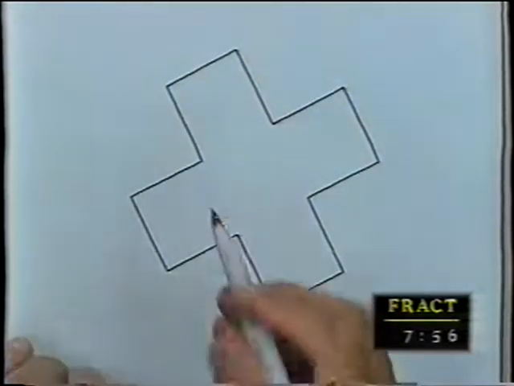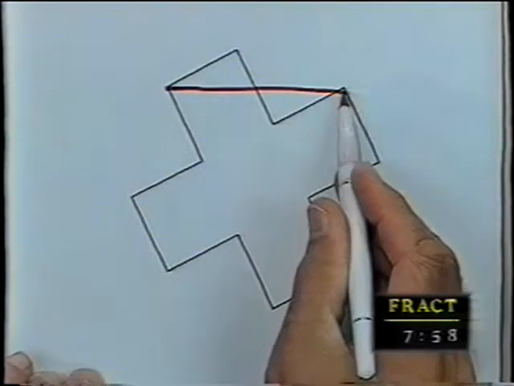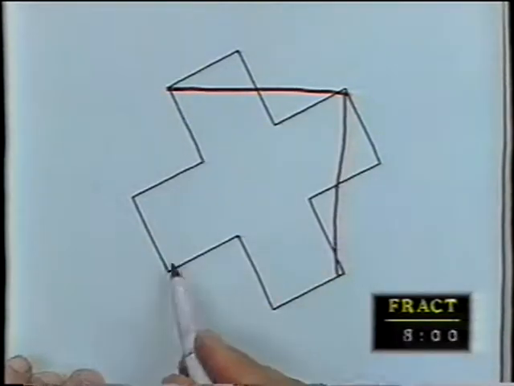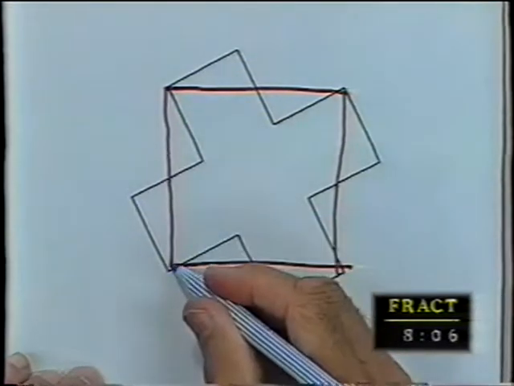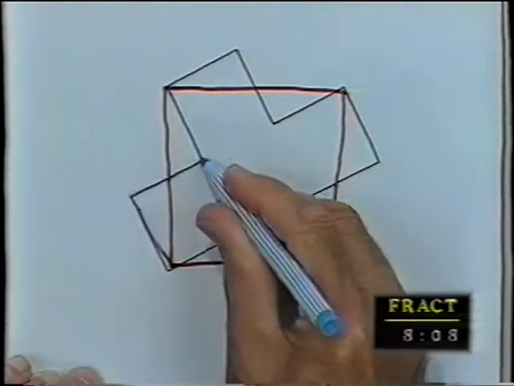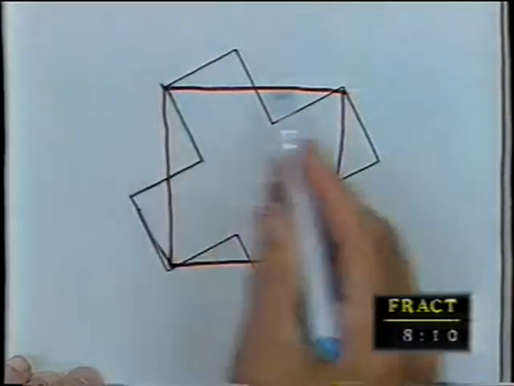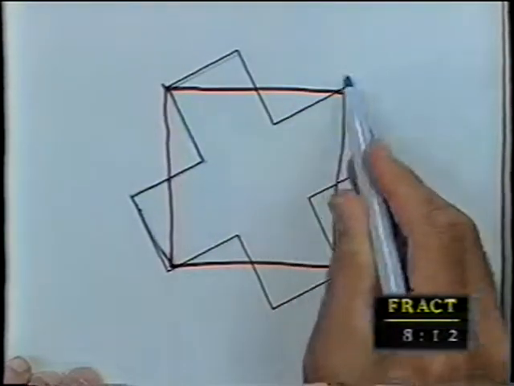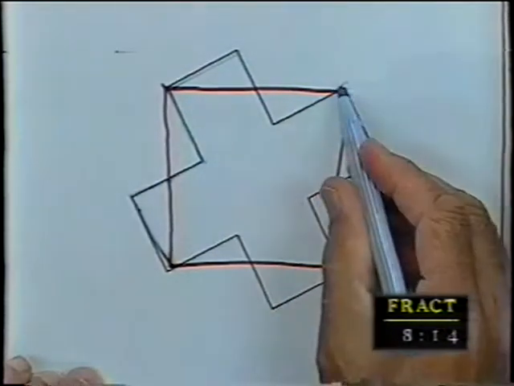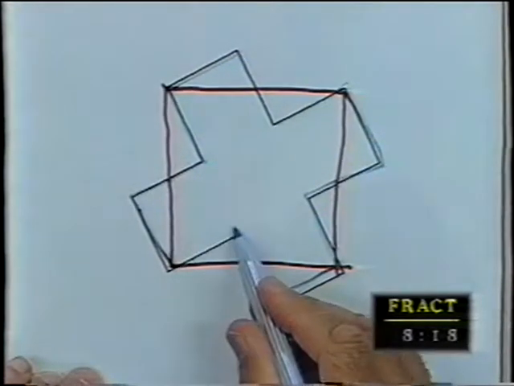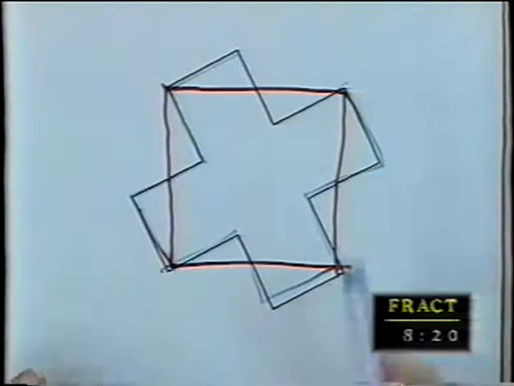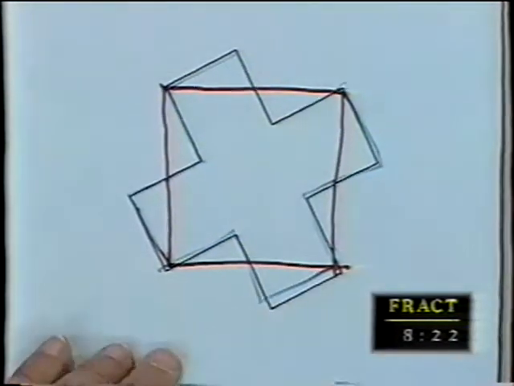And oh, how is that? Well, here was the square. And what happened is that this line was replaced with this figure. And this line was replaced with that figure. And this line was replaced with that figure. And this line was replaced with that figure. And so you end up with this cross shape.